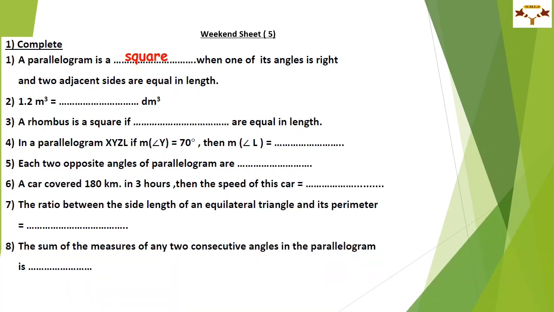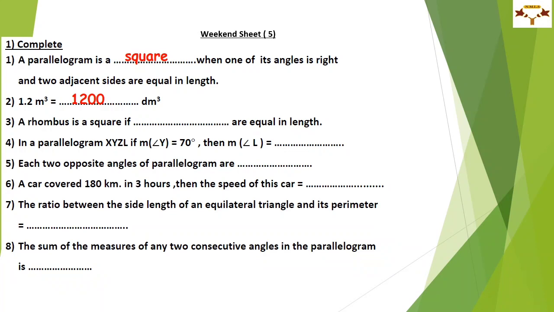Number 2. 1.2 meter cube equals how many decimeter cube? Here I want to convert from meter cube to decimeter cube. I will multiply by 1000. So the answer is 1200 decimeter cube.